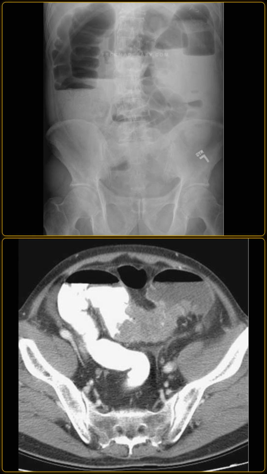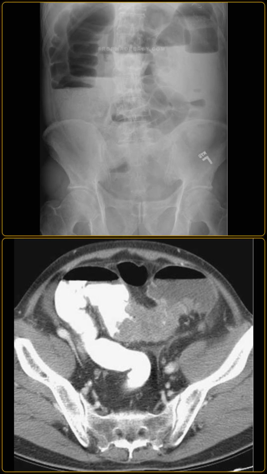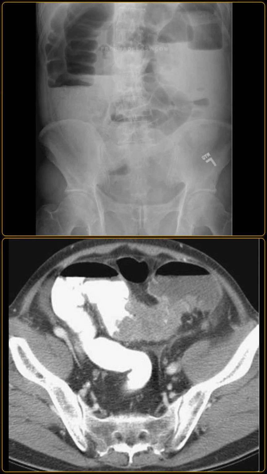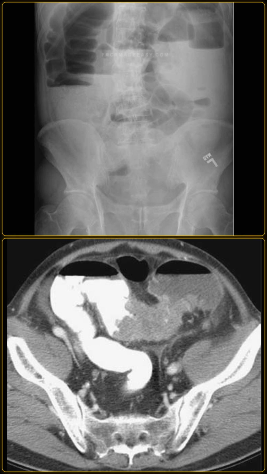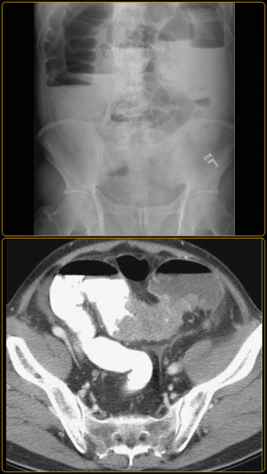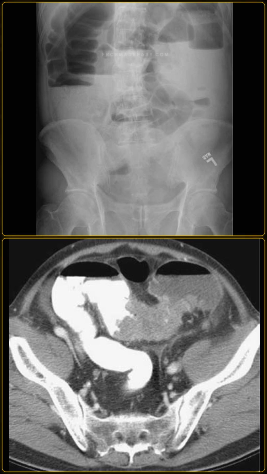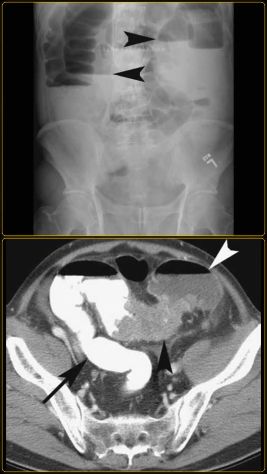A 56-year-old man presents with a progressive decrease in stool caliber, severe abdominal fullness, and recent weight loss. I am showing you an upright abdominal radiograph and an axial contrast-enhanced CT performed with rectal contrast. Describe the findings. Okay, I see it.